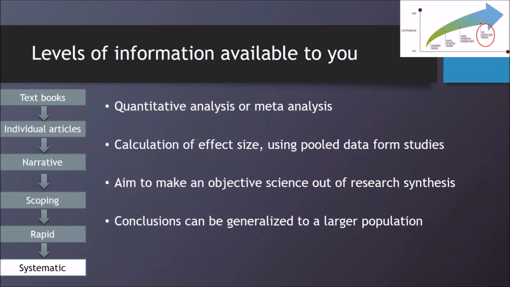So you have got a larger group of patients, and you would be doing a systematic review over it and use mathematical calculations in order to project the data to a larger population. Now, these reviews aim to make an objective science out of research synthesis. That is, the conclusions can be generalized to a larger population.